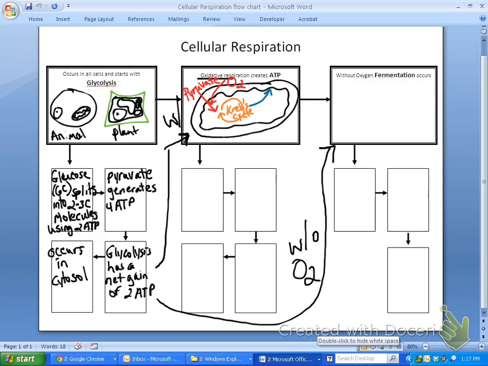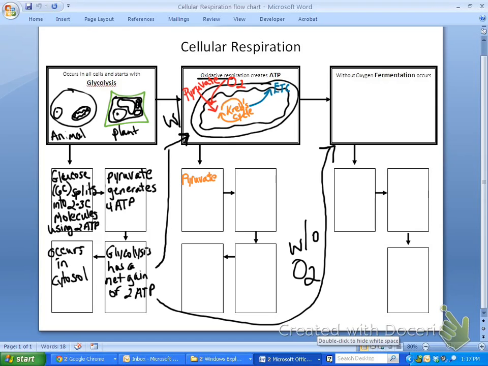Out of the Krebs cycle, we still haven't produced a lot of ATP, which is like 2. Out of the Krebs cycle, we then go through something called the ETC, the electron transport chain. And the electron transport chain actually occurs on the inner membrane of the mitochondria. That's why I wrote that up there.